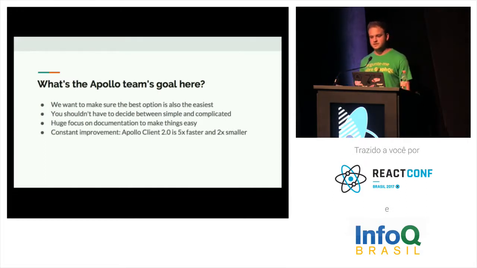So we have a huge focus on documentation. We write as much as we can to make it so that every common use case like pagination and other kinds of things are covered in that documentation right away. And we're also focused on constant technical improvement. So for example, Apollo Client 2.0, the next version of our GraphQL client library, is now 5 times faster and 2 times smaller, but you don't have to change almost any of the code that's using it. So we're going to keep working on that to make sure that at the end of the day, nobody has an excuse to not use GraphQL in their application.